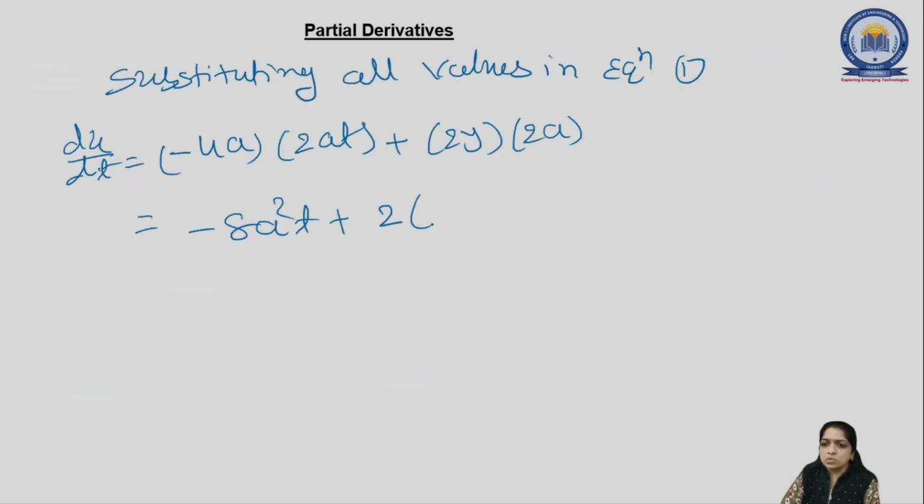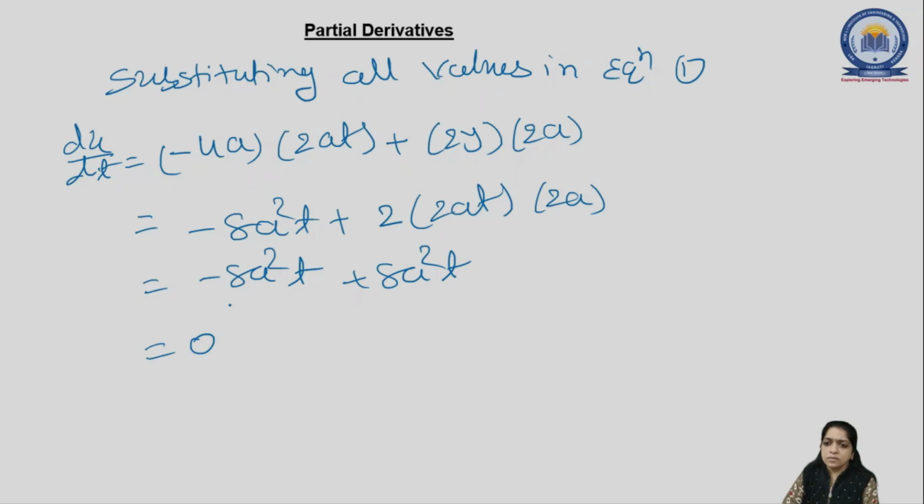So this is 2a into 2a, right? Now minus 8a square t plus 8a square t, and the final answer of the given example is 0.